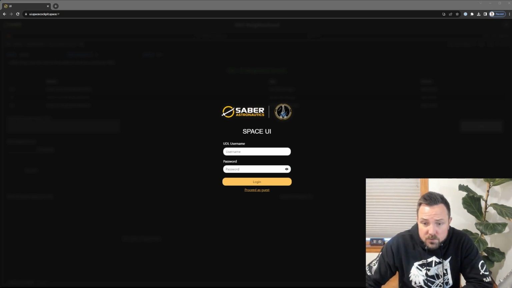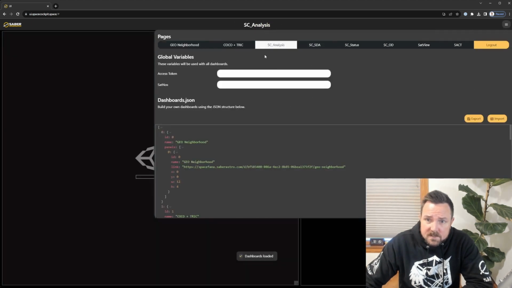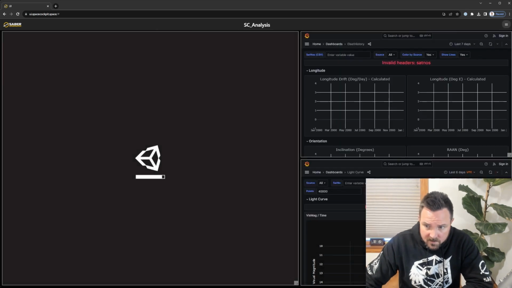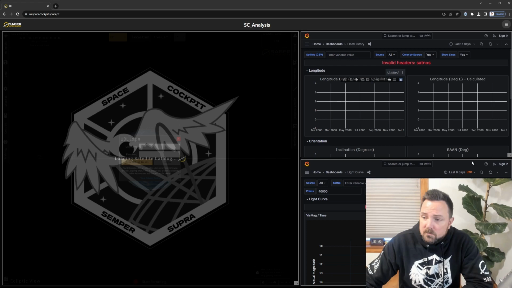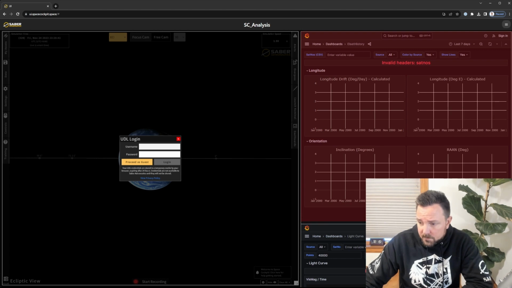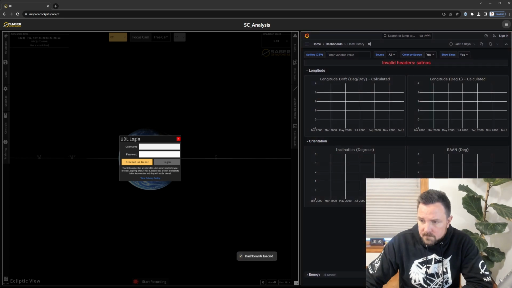So here I'm going to use Space UI again, proceed as guest. This time we're going to go to SC Analysis, which stands for Space Cockpit Analysis. This will load up Space Cockpit on the left, an Elset History plot on the top right, and a light curve plot in the bottom right, but we're not going to use the light curve plot for now, so I'm just going to scroll this away here and get full screen on the orbital element history plot.